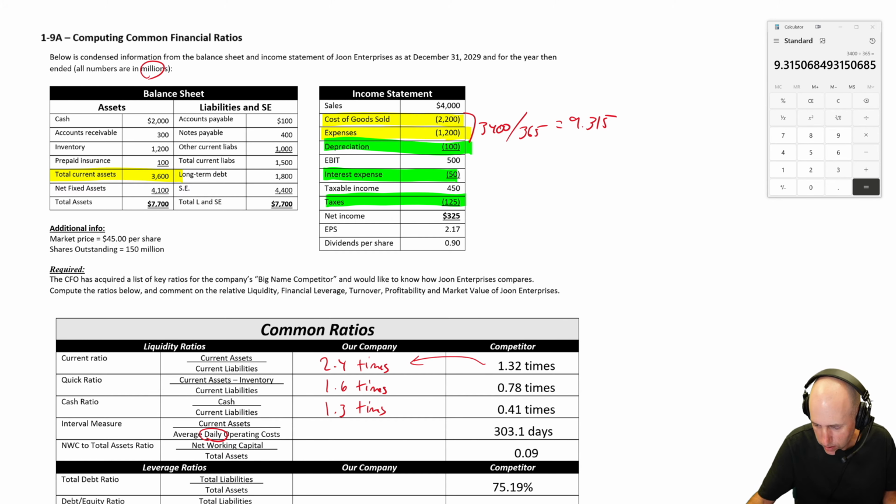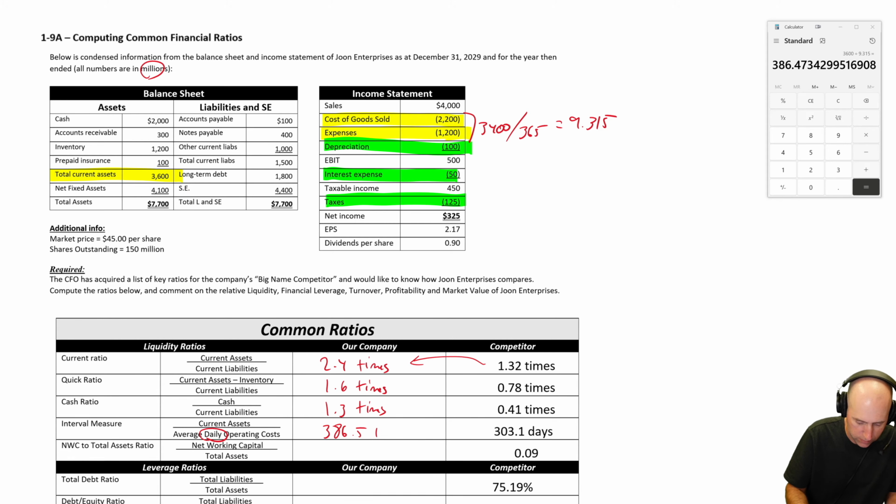So 3,600 divided by 9.315 gives us 386.5 days. It says, well, if I was not making any sales, not bringing in any money, I could pay my costs, I could pay my bills for over a year, 386 days. And again, every ratio so far I've compared favorably to my competitor. I'm doing better than my competitor. Net working capital to total assets ratio.